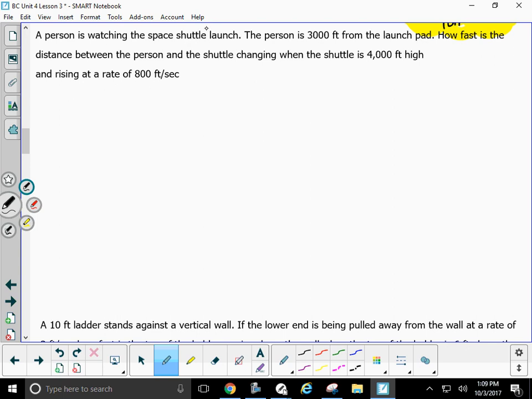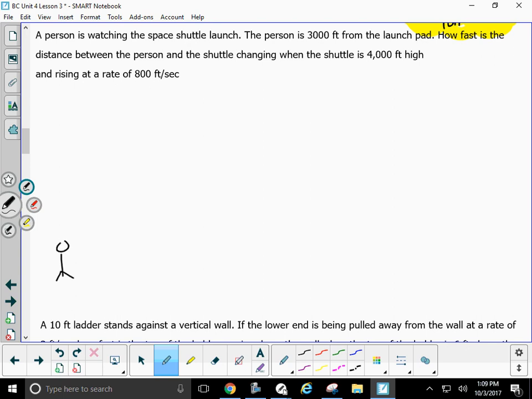Okay, a person is watching the space shuttle launch. The person is 3,000 feet from the launch pad. How fast is the distance between the person and the shuttle changing when the shuttle is 4,000 feet high, rising at a rate of 800 feet per second? Okay, I'm going to just draw a picture just so we can understand what's going on here.